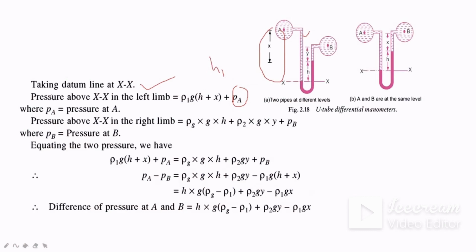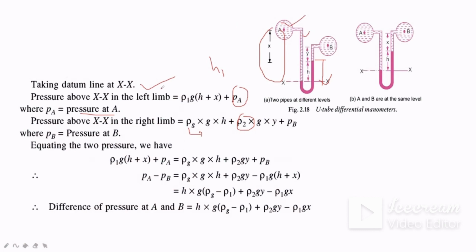Now, PA is the pressure at A. Pressure above X in the right limb: rho G is the density of what? Mercury, the heavy liquid. g h, so it is at a depth of h, right? Next, rho 2 g Y, where that rho is rho 2. So rho 2 g Y plus PB. Easy, right? Once you remember the figure, it will be very easy.